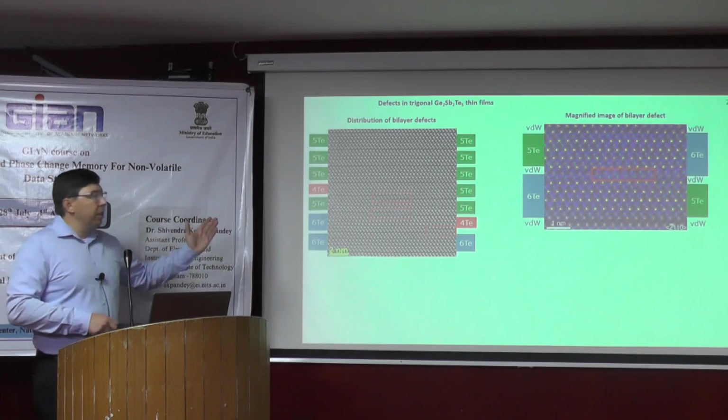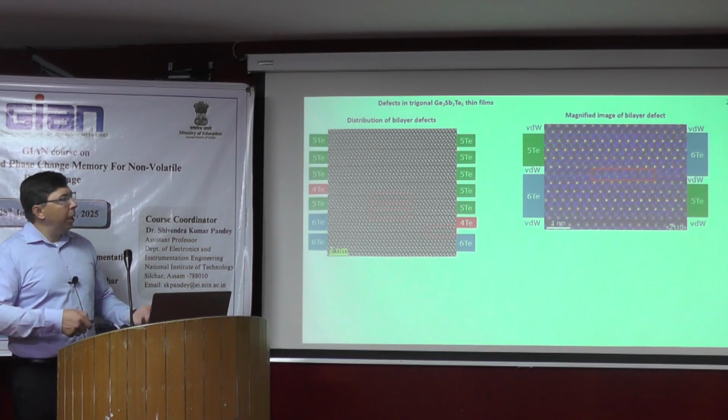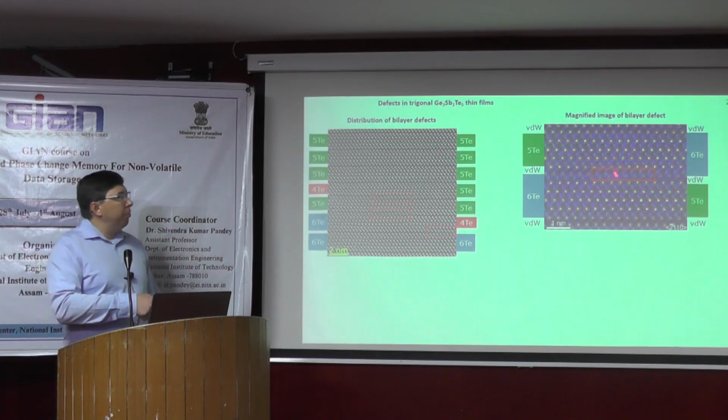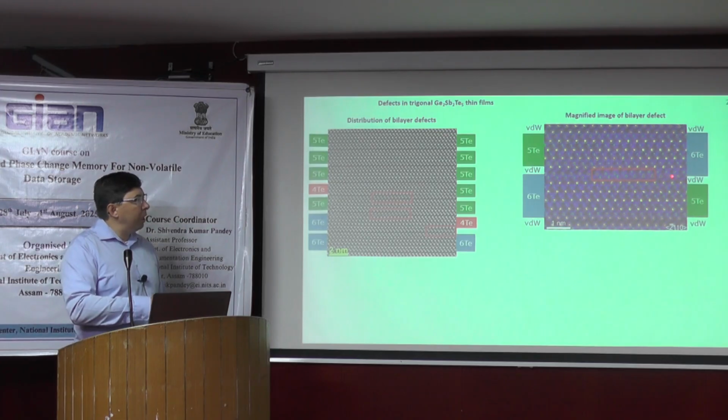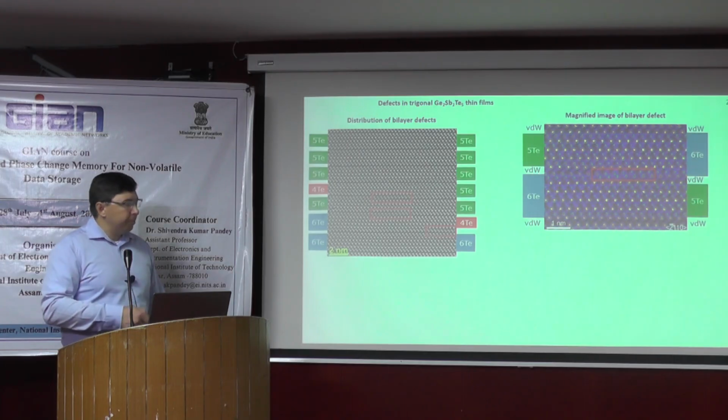But what are these bilayer defects? We can call it a change in the height of the bilayer. We have some strange contrast here between the atoms. These are the tellurium atoms. It goes into the tellurium layer, it goes into the germanium antimony layers, and here also the same on the left side. It's a tellurium layer, it goes into the germanium antimony layers.